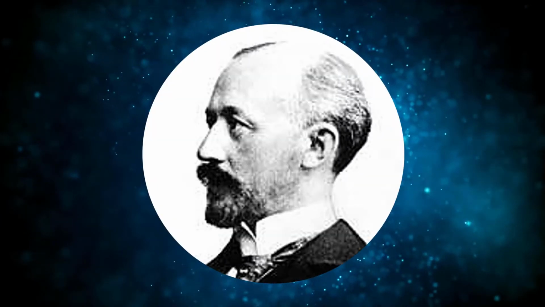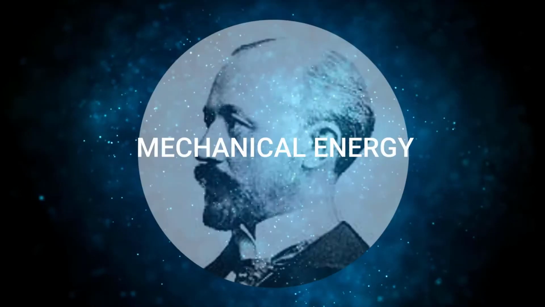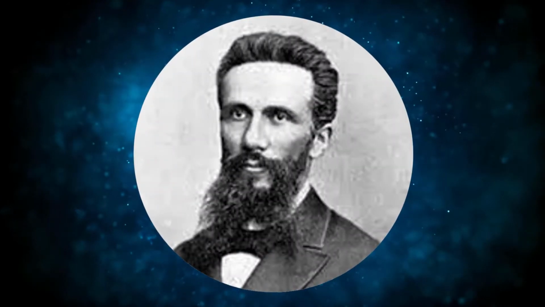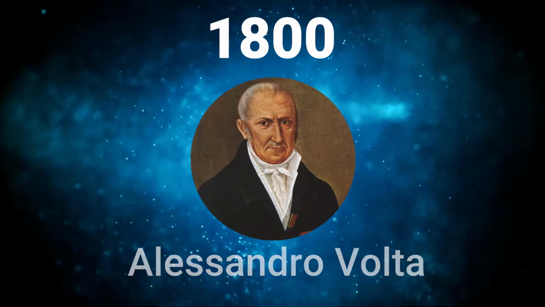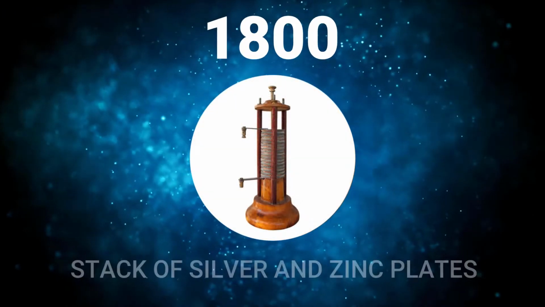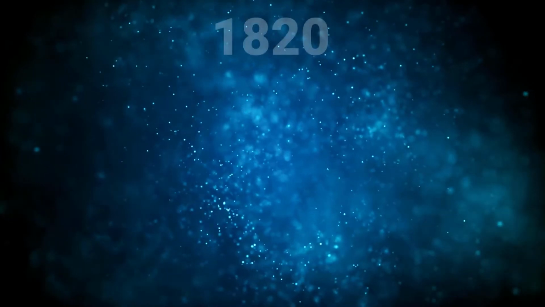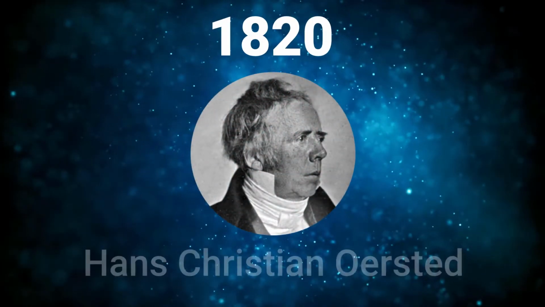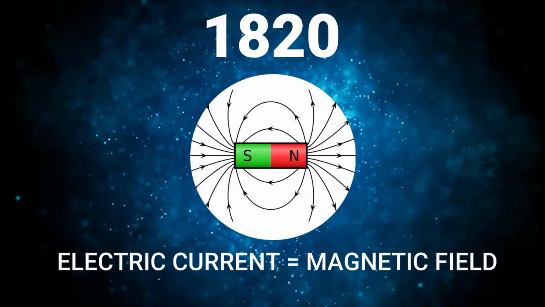It's hard to enumerate the long list of inventors who tried to make practical the conversion of electrical energy into mechanical energy. In any case, we can draw a timeline of the most significant inventions for the development of today's electric motors. In 1800, for the first time, Italian Alessandro Volta produces a continuous electrical power from a stack of silver and zinc plates. In 1820, Hans Christian Ørsted notices that electric current is able to create magnetic fields.